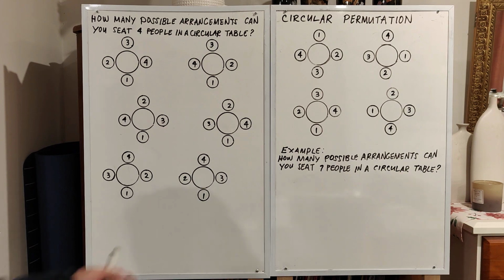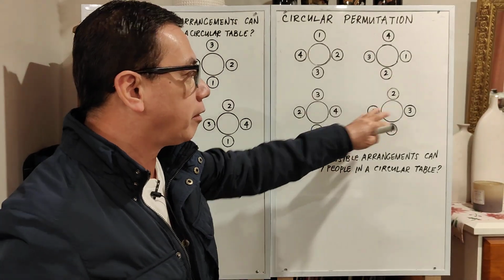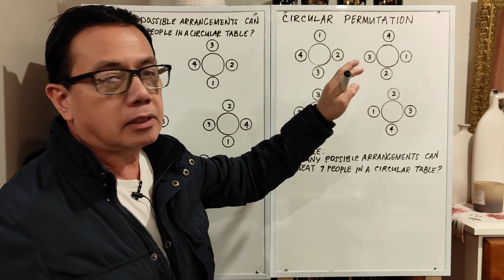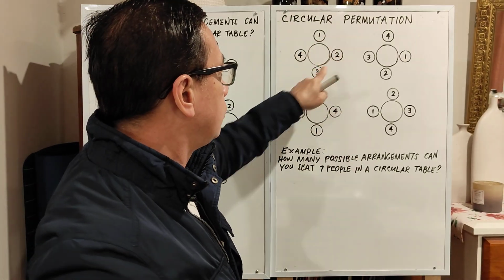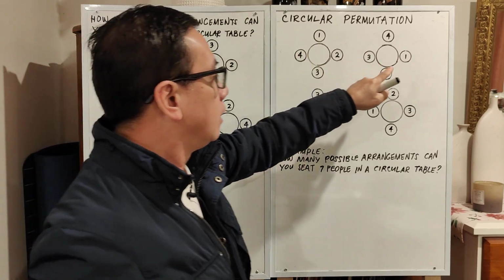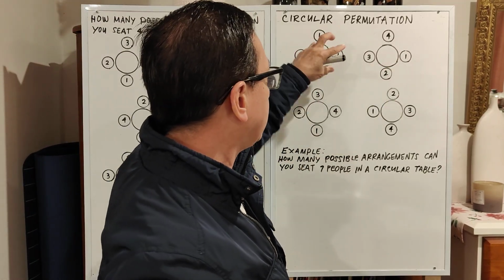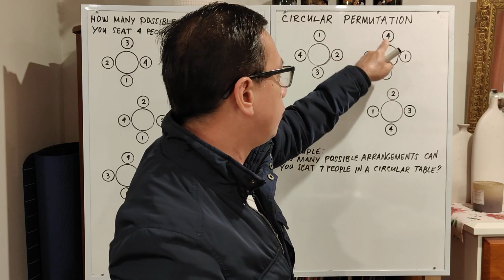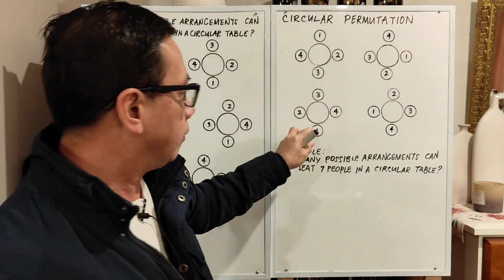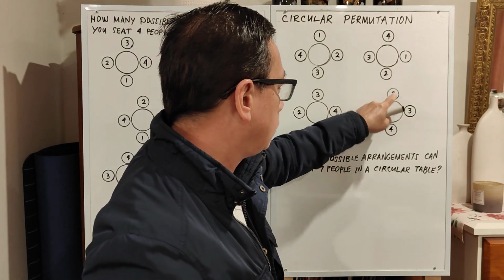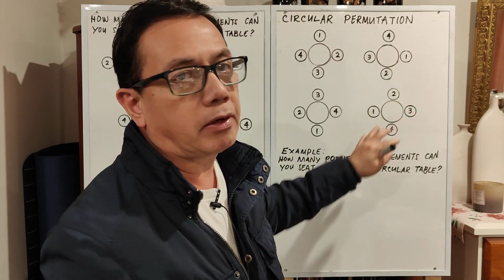In a circular permutation, these 4 arrangements are considered one arrangement. If you will notice, this is 1, 2, 3, 4. And if you rotate that one, it becomes 1, 2, 3, 4. You rotate this again, it becomes 1, 2, 3, 4. You rotate this one again, it becomes 1, 2, 3, 4. This is just one arrangement.